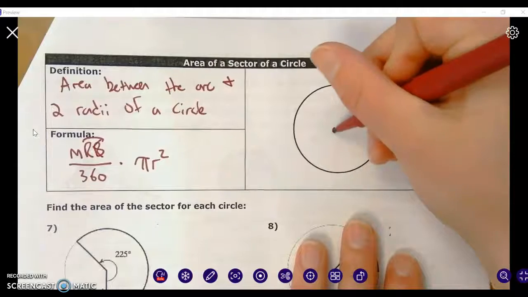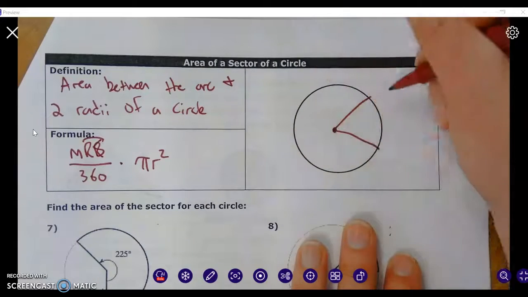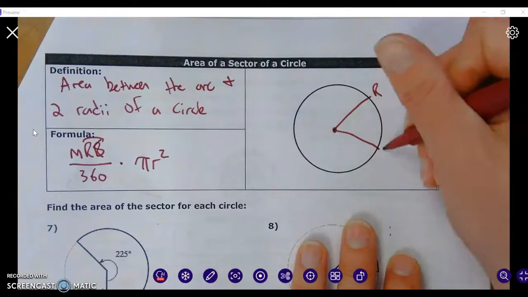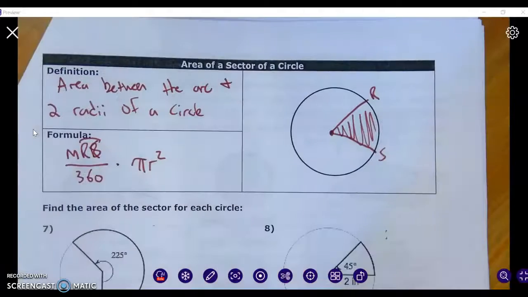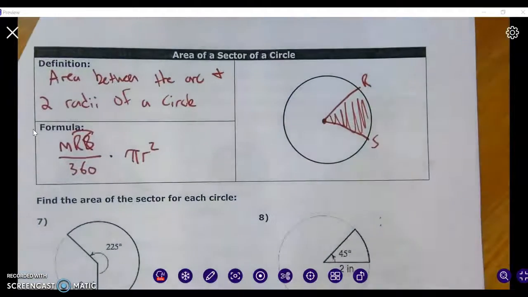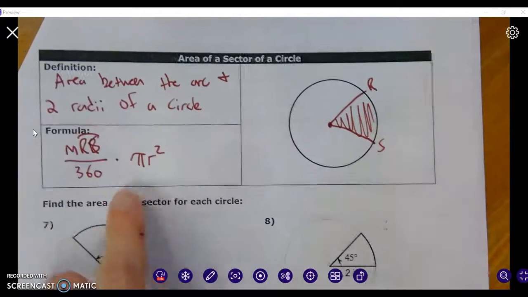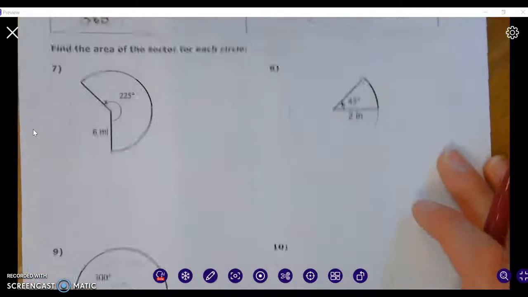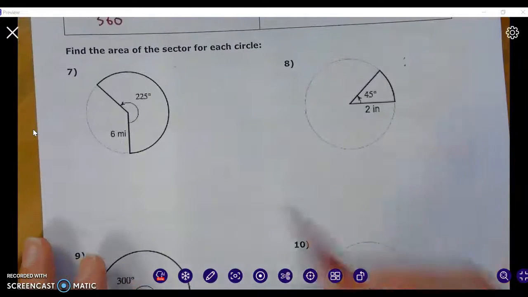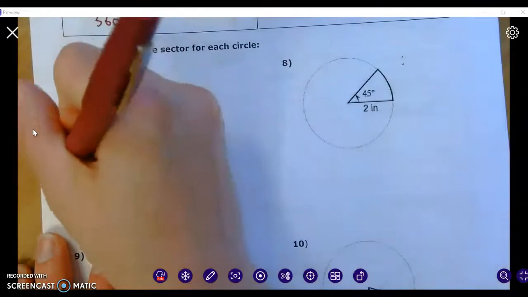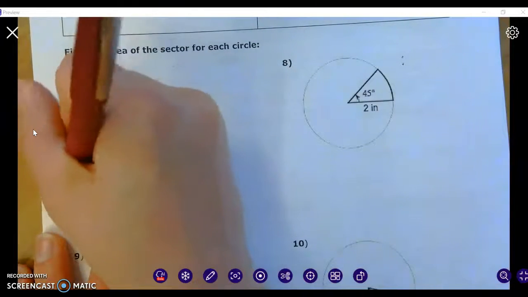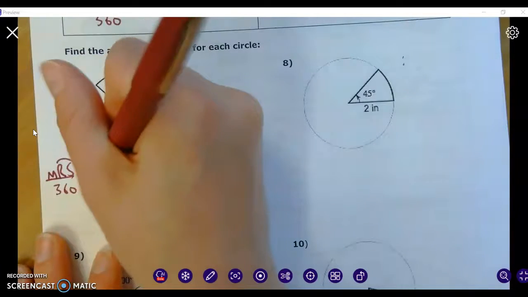So if we had a section of a circle between R and S, our goal is to find how much area that little piece is, kind of like a piece of pie or a slice of pizza. And we're going to use this formula. All right, so let's try out number 7. So our formula is measure of the arc divided by 360 times pi r squared.